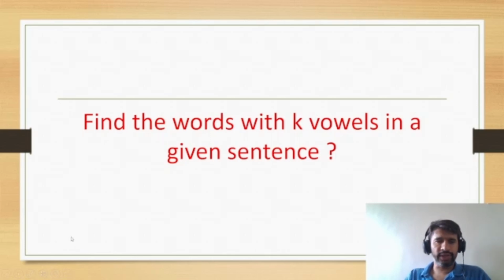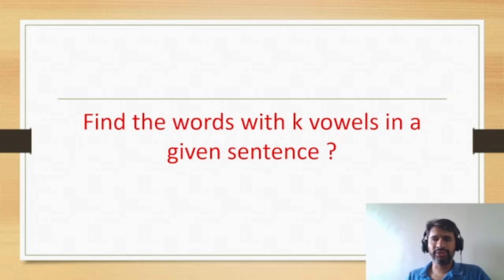So let's move on to the next question. The question is simple. We have to find the words with k number of vowels in a given sentence. So we'll be given a sentence of words, and we have to check each word and see whether it contains k number of vowels. If so, we have to print the result.